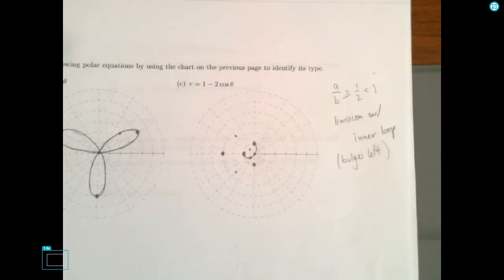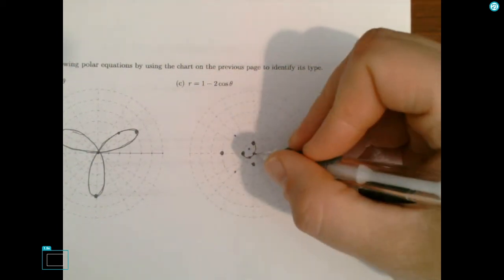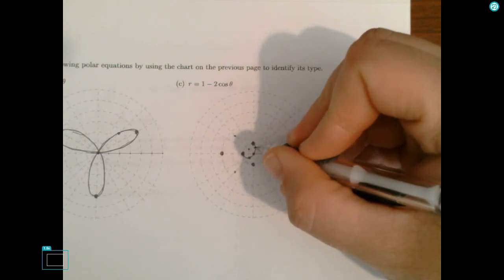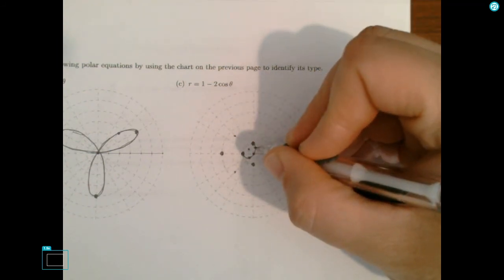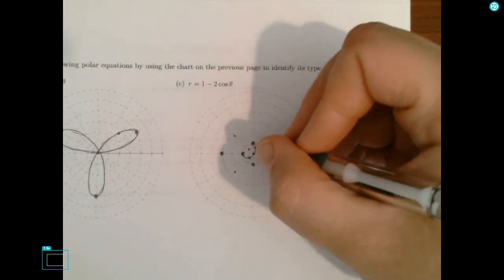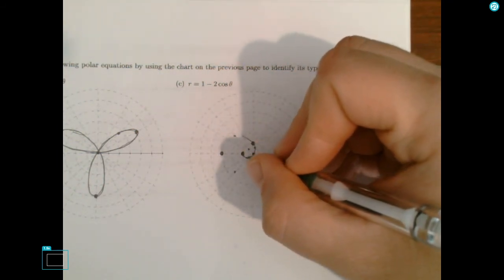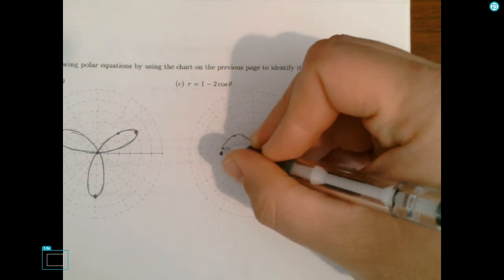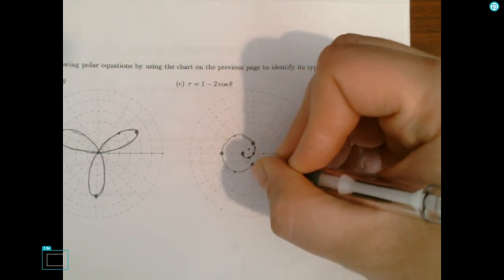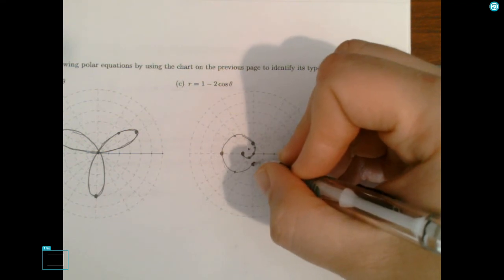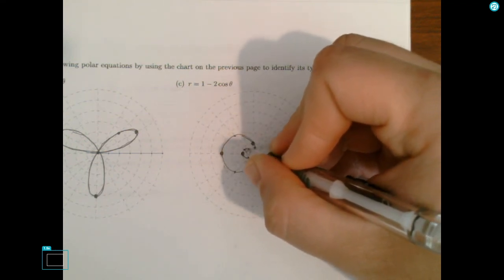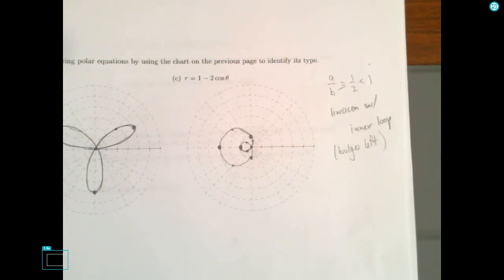Let's verify that. I'm going to do 1 minus 2 cosine of 5 pi over 12. That comes out to, yeah, like half. So you'd be right there at 5 pi over 12, and then r is 1/2. So yeah. Anyway, this is the inner loop, and then you go this way. And then by symmetry, you'd come up kind of like that, and then finish out the inner loop. That's what that one looks like.